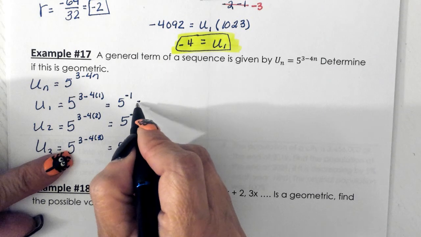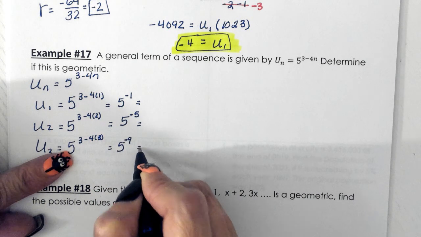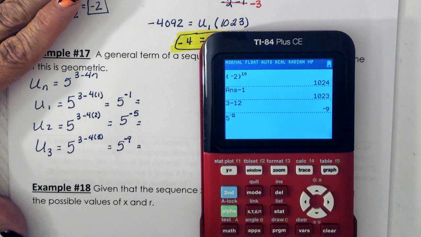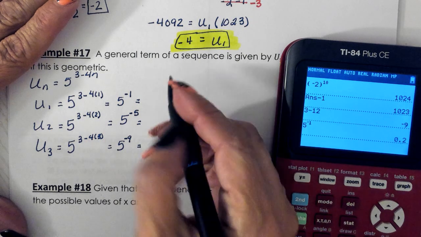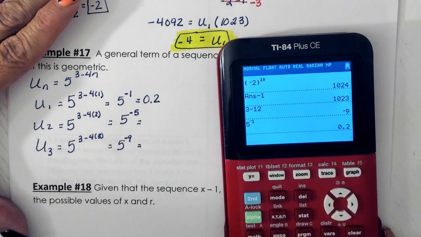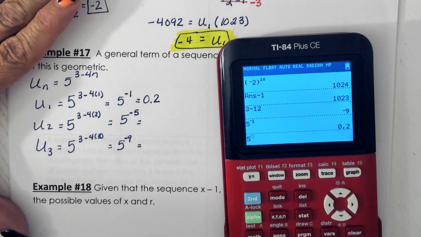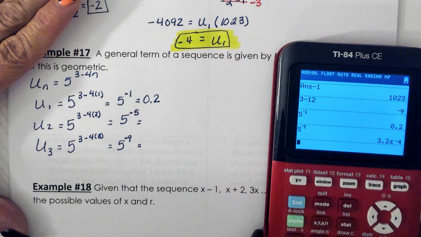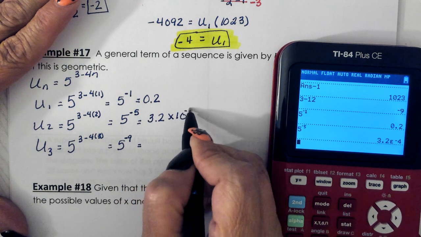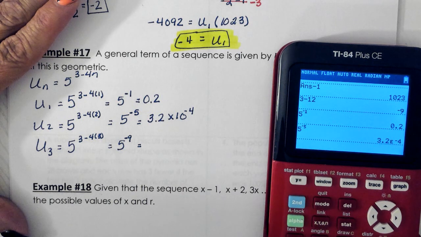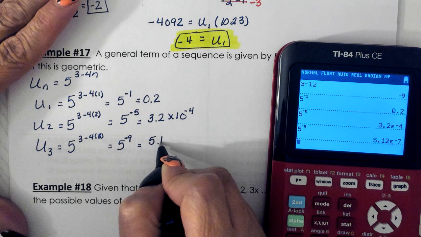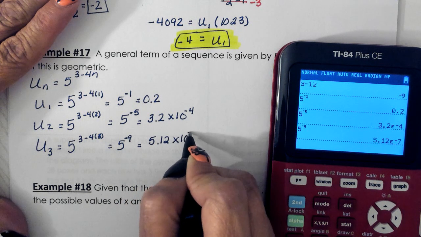Okay, I think I'm going to go one more step. I'm going to actually see 5 to the negative 1. So let's do 5 to the negative 1. I'd almost rather work with decimals than that. 5 to the negative 5 is 3.2 times 10 to the negative 4. 5 to the negative 9 is 5.12 times 10 to the negative 7.